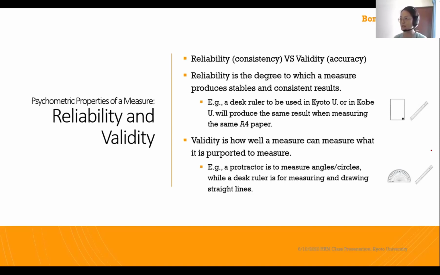And then validity is accuracy. So how well this measure can measure what it is supposed to measure. Let's compare two different measures. One is a protractor, which is used as a tool to measure angles and circles. On the other hand, you have a desk ruler, which is to measure and draw straight lines. So there are two different tools to measure different things.